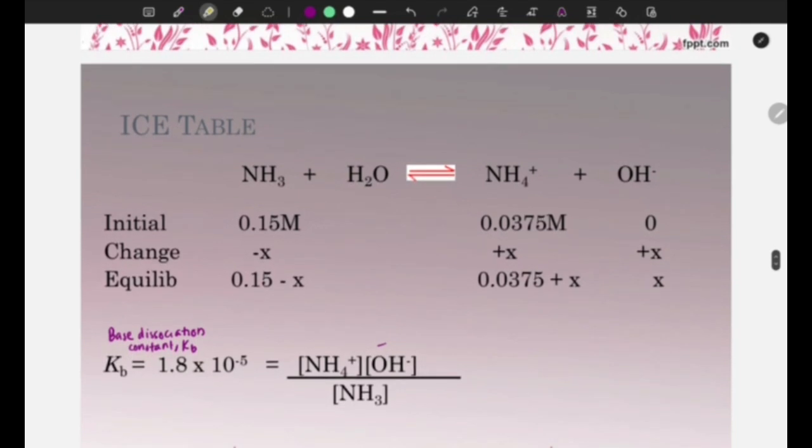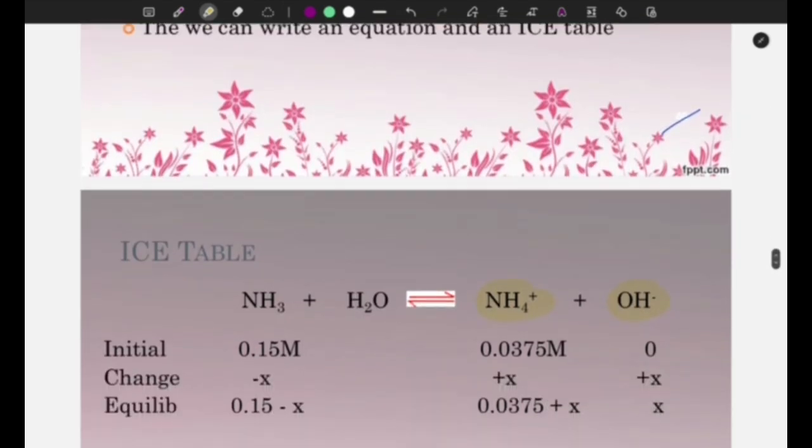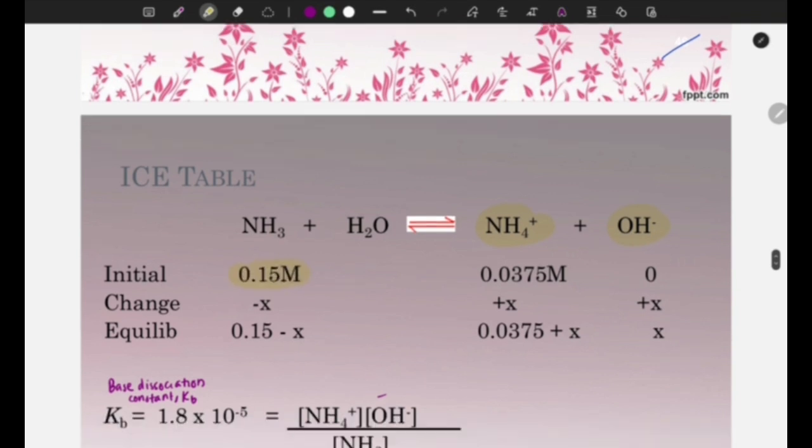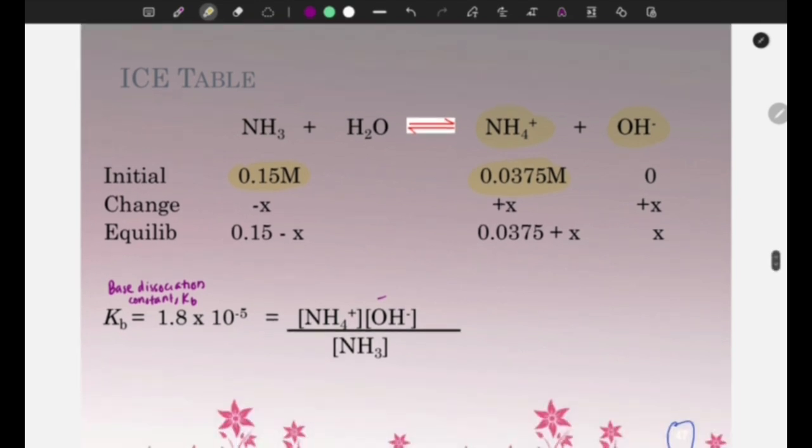The molarity for NH3 and the molarity for NH4Cl, we can use it to create the ICE table for the dissociation of our base in water, which is NH3 plus H2O will dissociate to NH4 plus and OH minus. Then we can use the molarity for NH3 that we found earlier in the calculations, and also 0.0375 M for NH4 plus. For change, negative x for NH3 because the reactant is being consumed, and plus x for the products because the products are being produced.